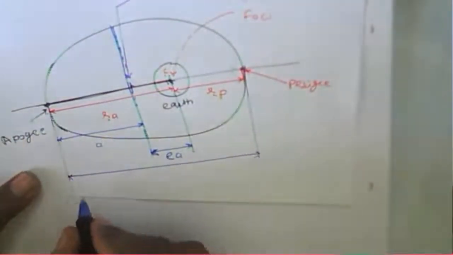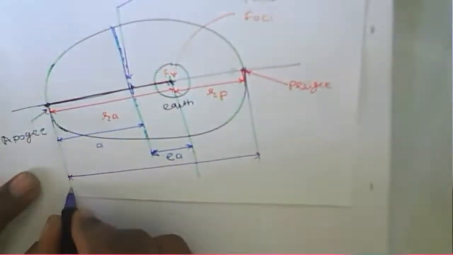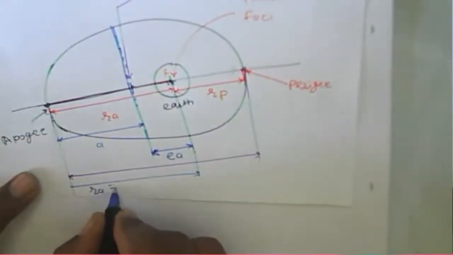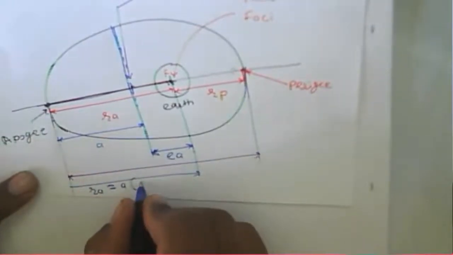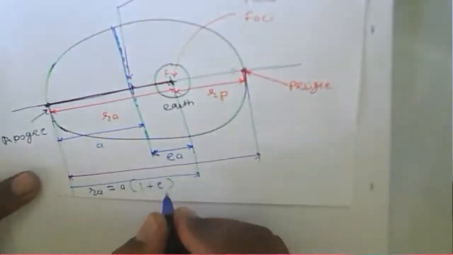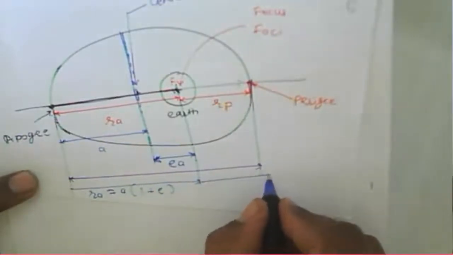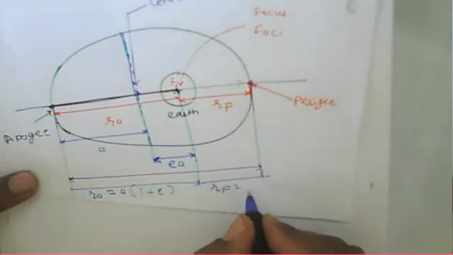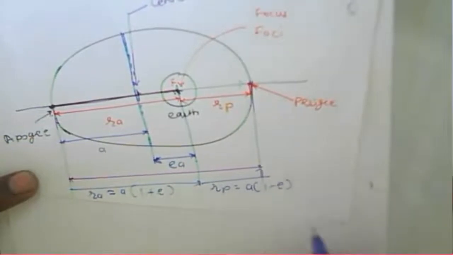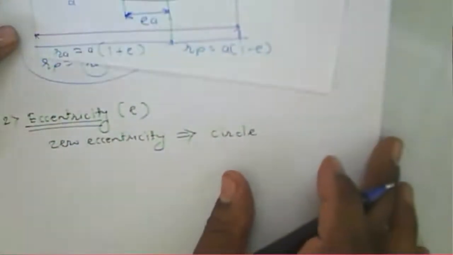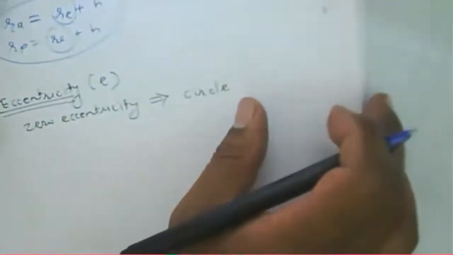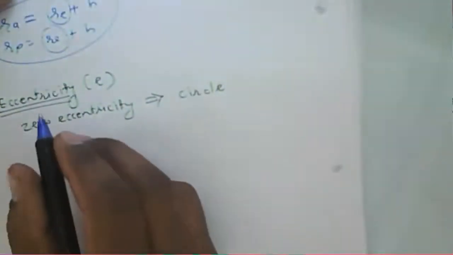(RA plus RP) divided by 2 is nothing but A, the semi-major axis, that is the center of this ellipse. Now for the values of RA and RP: RA, about the apogee, is A into (1 plus E), where E is the eccentricity, and about the perigee it is A into (1 minus E). So this way we can calculate.